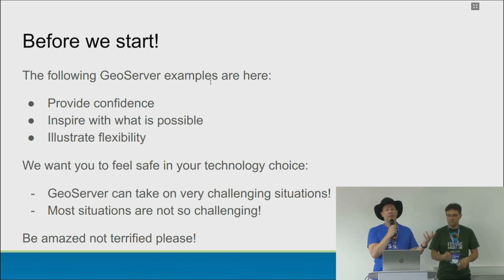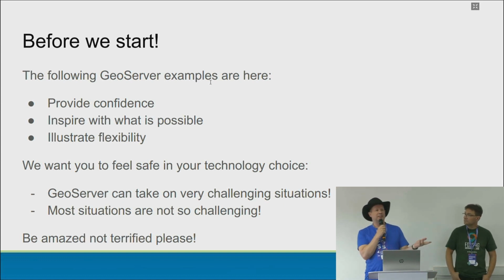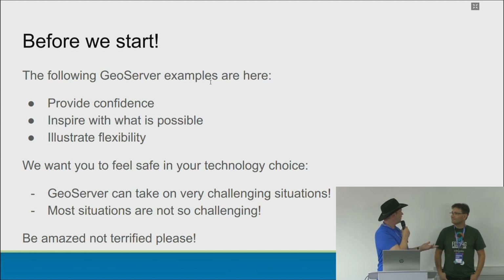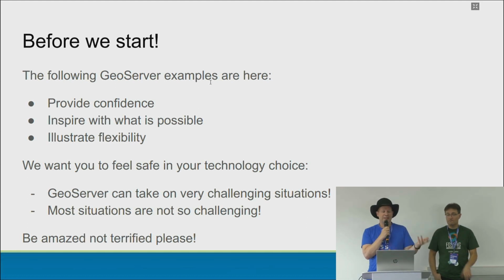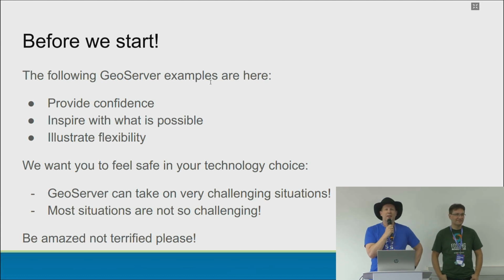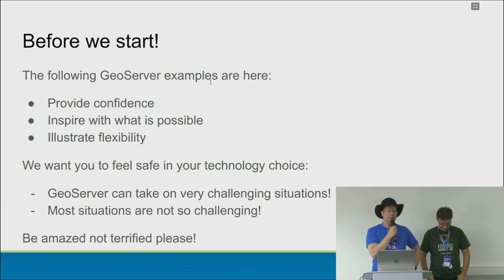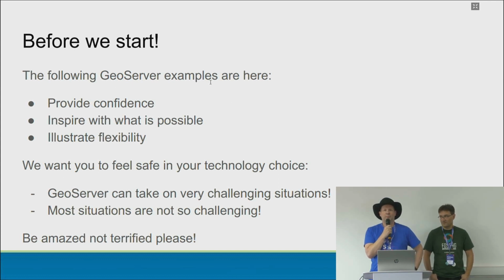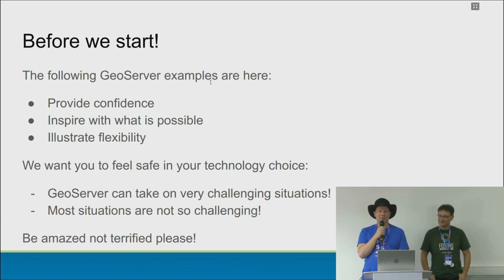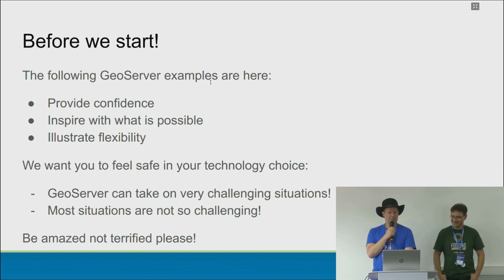And we're here to illustrate flexibility. If you've got an interesting system, maybe your GeoServer is running around on a boat and doesn't see the internet often, chances are someone's done that already. So GeoServer can take on very challenging situations, but honestly, most situations aren't so challenging. So please be amazed at the examples in this talk and not terrified, okay? Because there's terrifying things here, and I don't want you to be scared that you've got to run around in the North Atlantic or have a 60 GeoServer cluster or something like that.